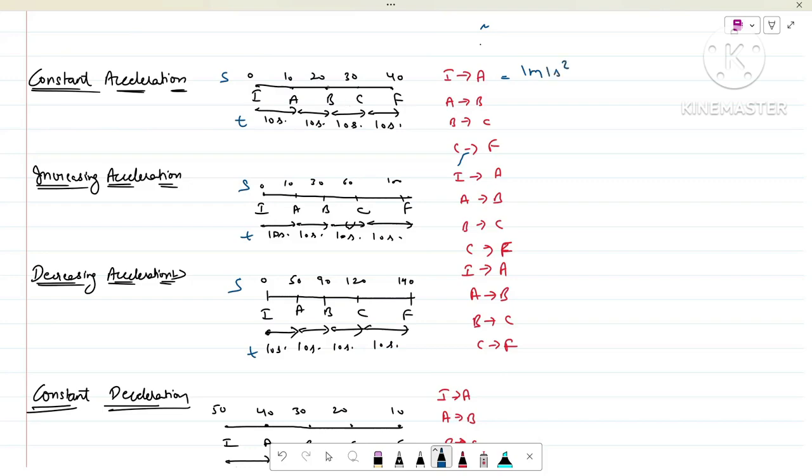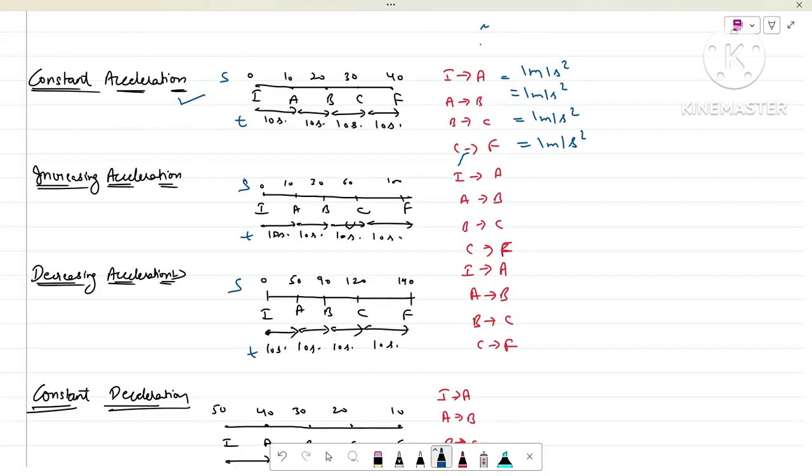From A to B again, change in speed is 10 and time taken is 10, so again 1 meter per second square. From B to C, again 1 meter per second square. From C to F, again 1 meter per second square. We can see in each part, acceleration remains the same. So we can say the object is moving at constant acceleration. Speed is increasing, but the acceleration is constant.